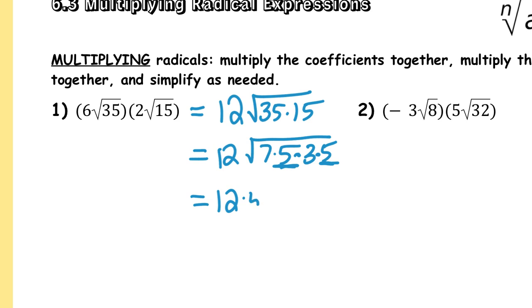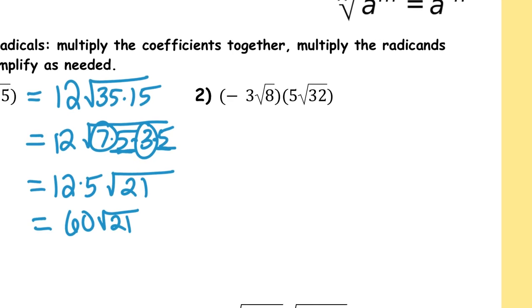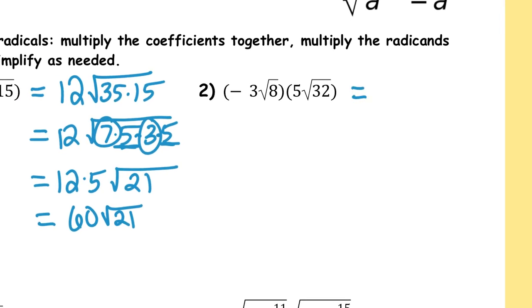So I have 12 times 5. And then you see how this 7 and 3 don't have any buddies? Means they have to stay inside and clean house. Now what's 12 times 5? 60. Good. That's multiplying radicals.